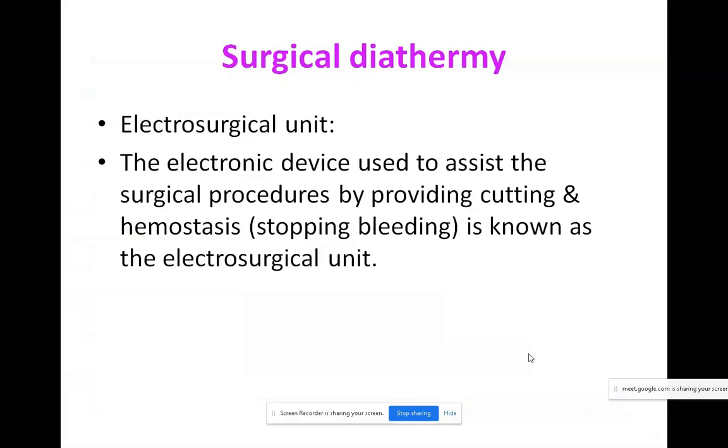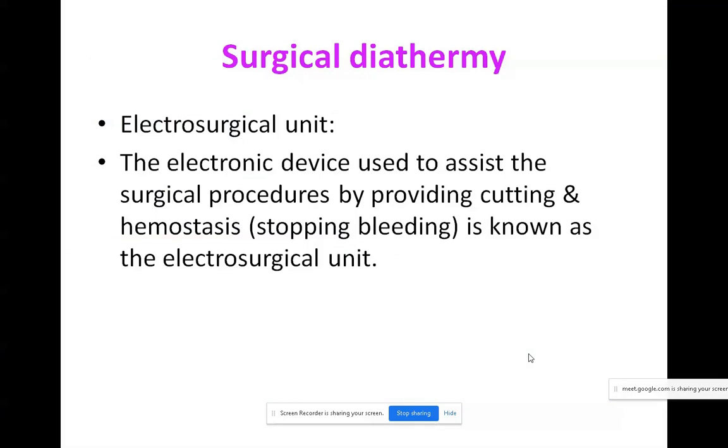Okay, surgical diathermy. Surgical diathermy means you will be following all the surgical procedures while doing this diathermy process.